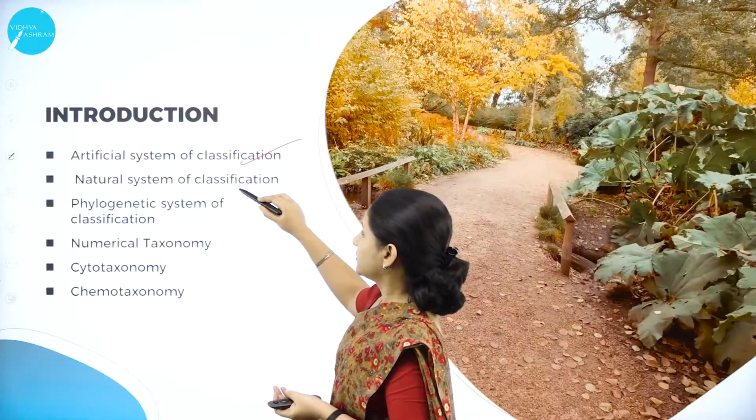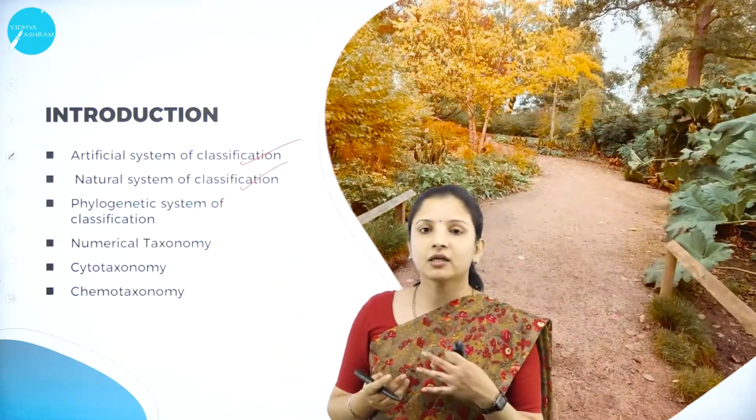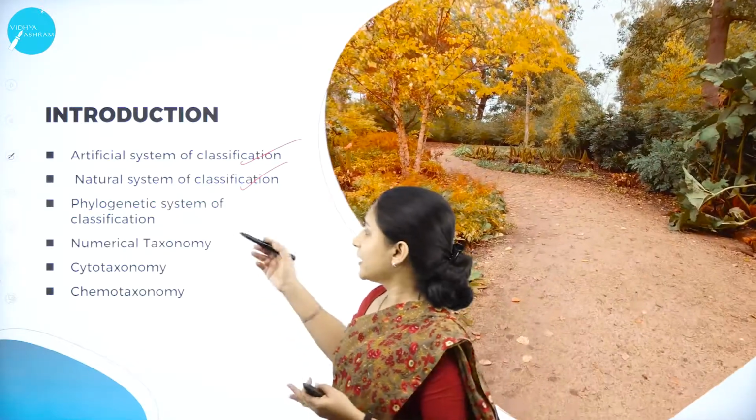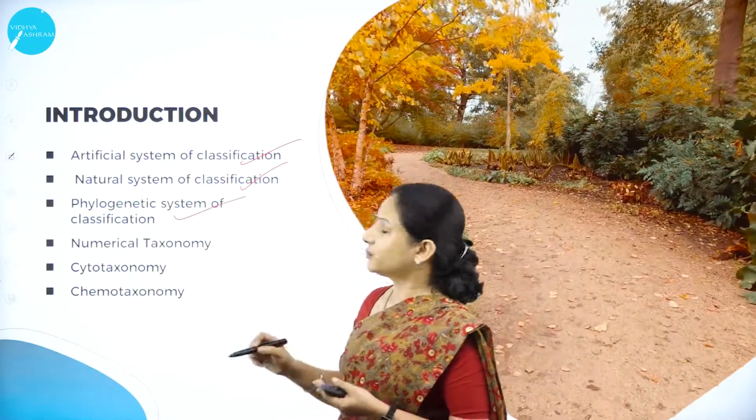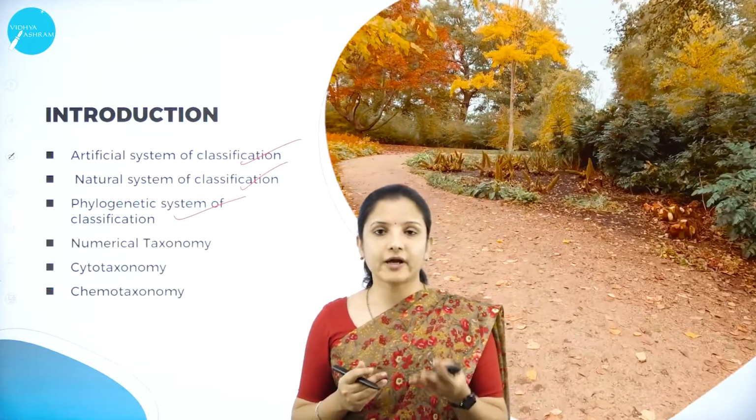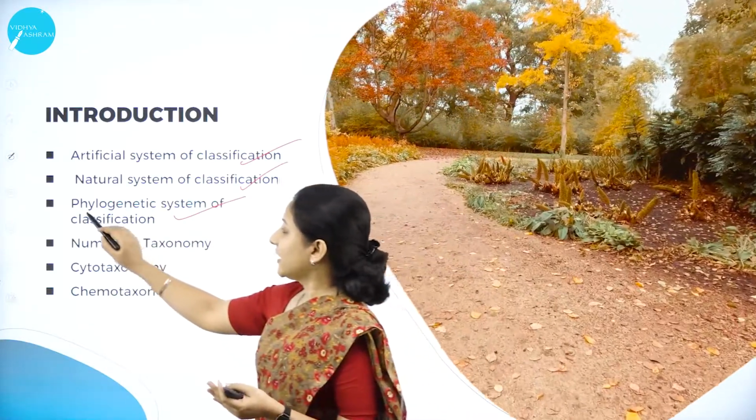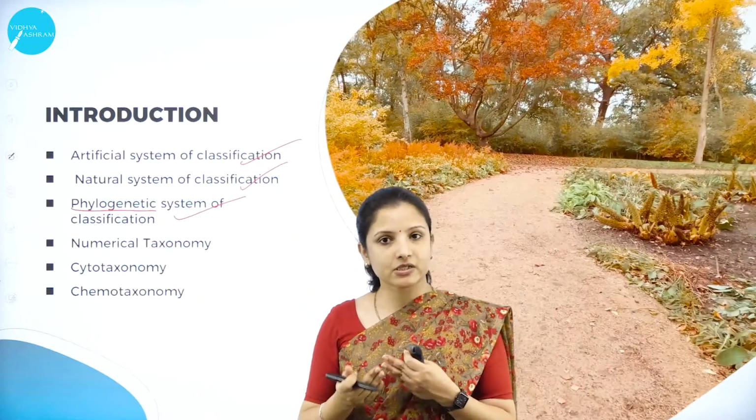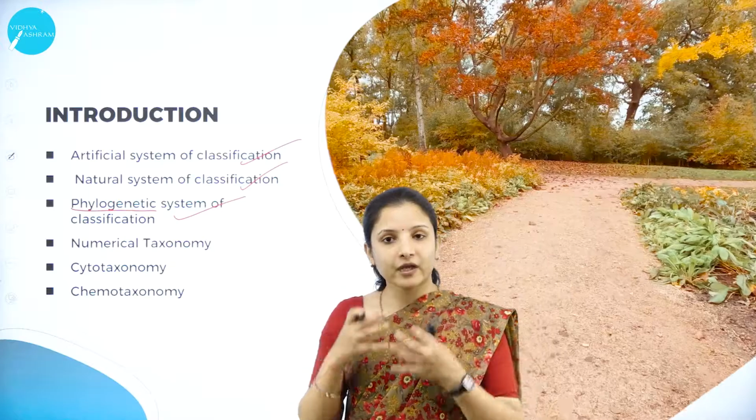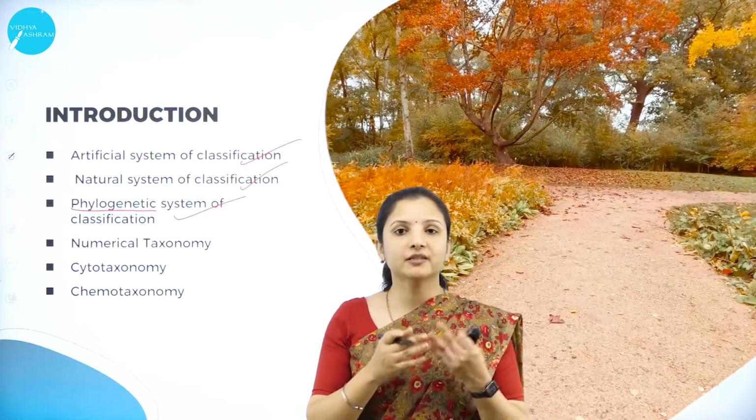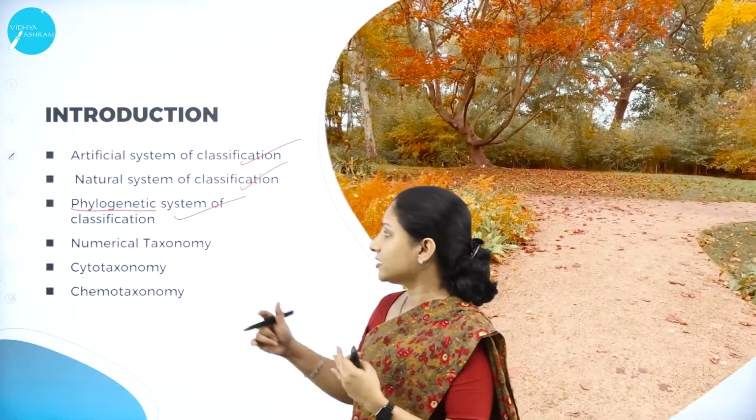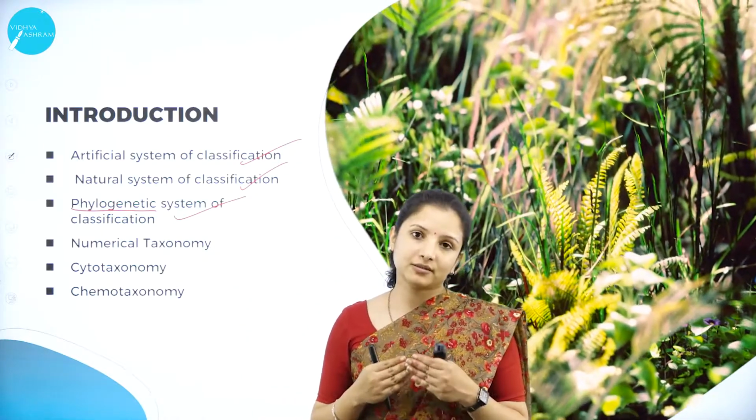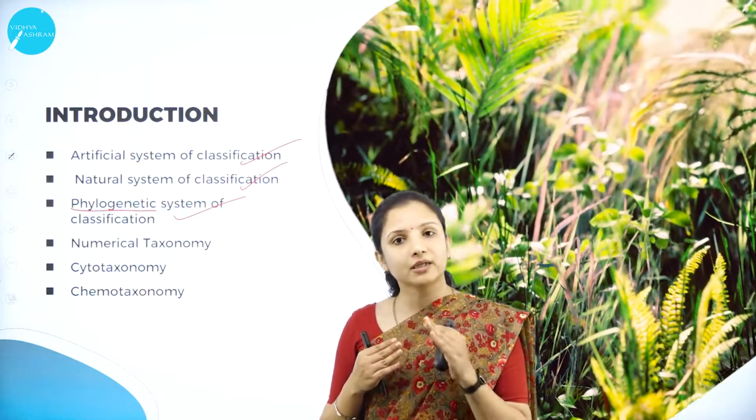Next came the natural system of classification. Here again, it is also based on the morphology. The plants and the animals are divided. Again, moving on to the phylogenetic system of classification. Phylogenetic has something to do with the genetic, that is the evolutionary relationship between organisms. So from where an organism has evolved, based on that the classification was done in the phylogenetic system of classification.